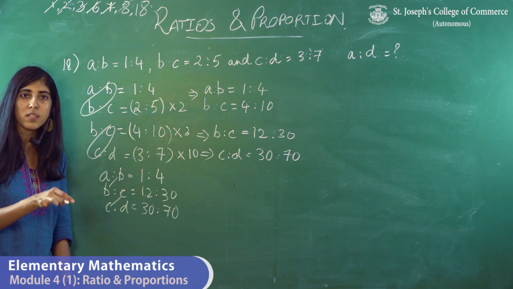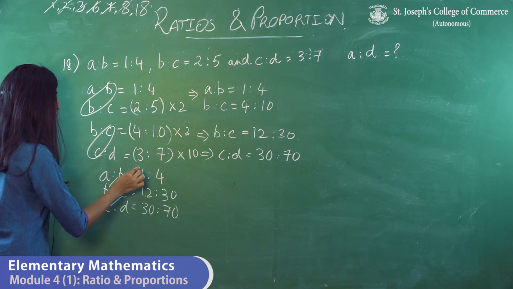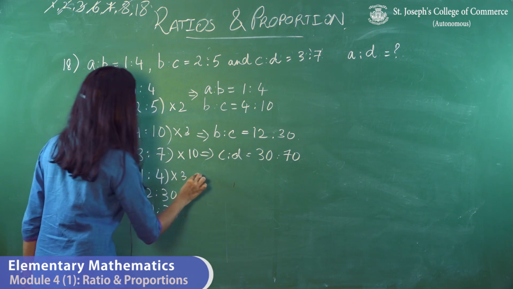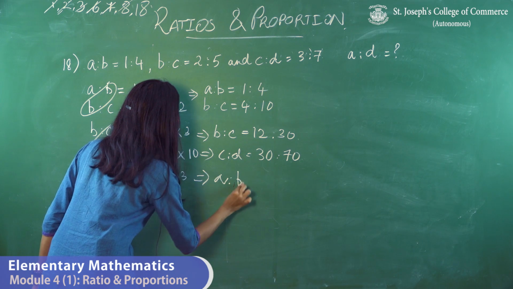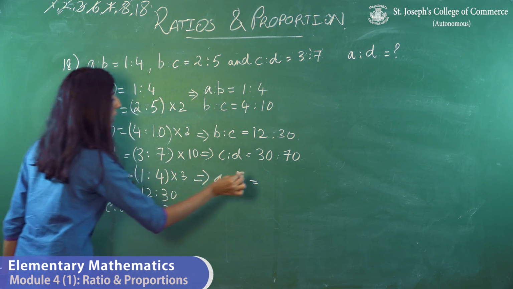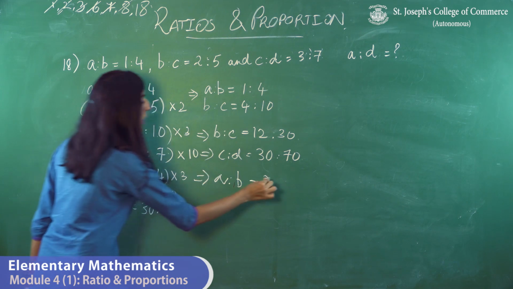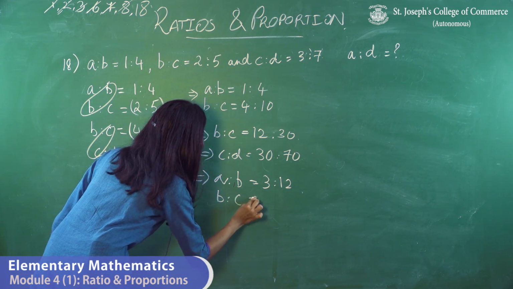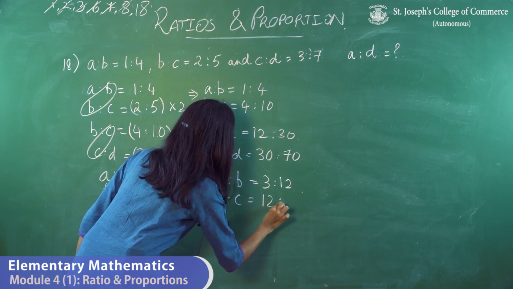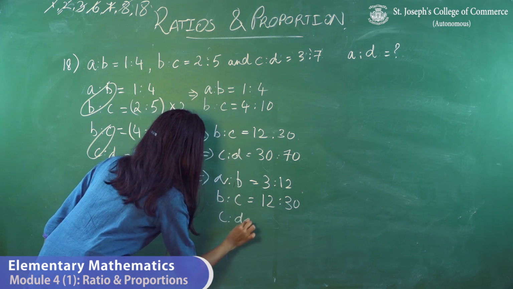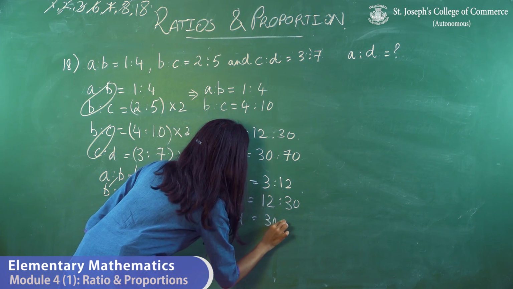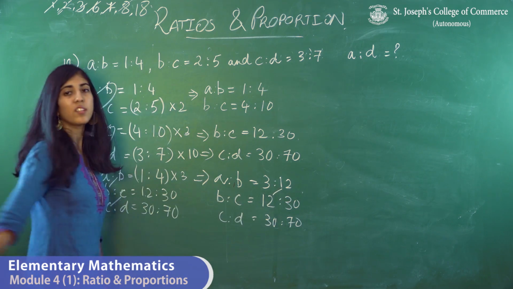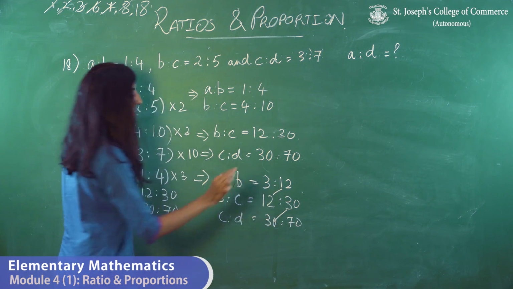So you need to work backwards this time because you've already changed the B. Now, the only way I can convert the 4 into 12 is by multiplying A is to B by 3. So A is to B will therefore become 1 into 3, 3, and 4 into 3, 12. And the remaining will remain the same, 30 is to 70. You can verify the answer that you get by checking if the B's are equal. This is 12 and 12, and the C's are equal because it is 30 and 30.